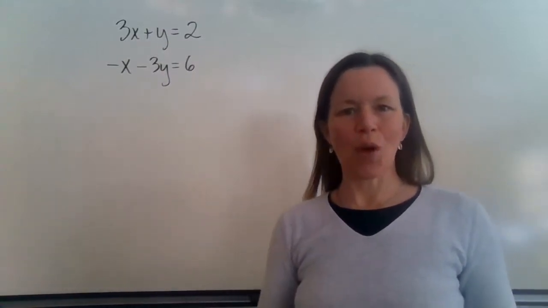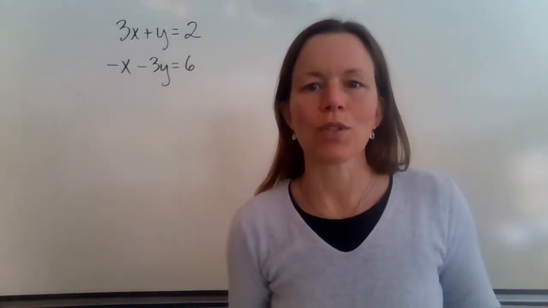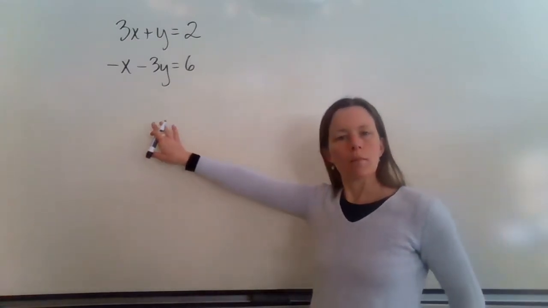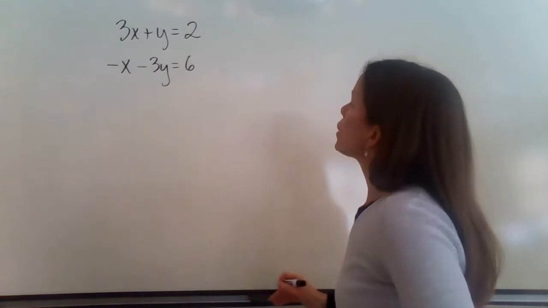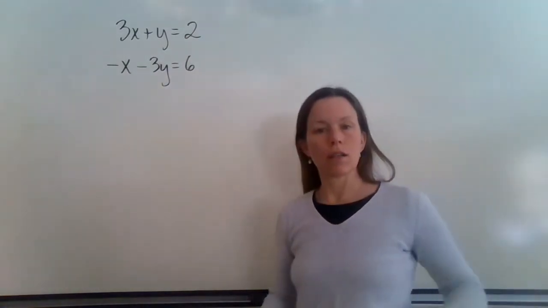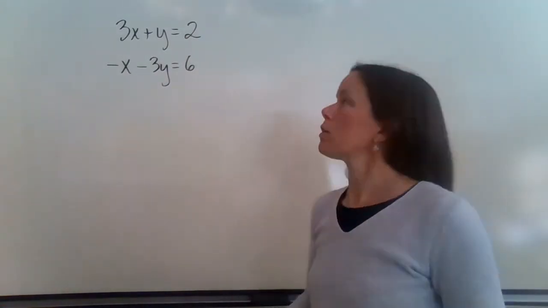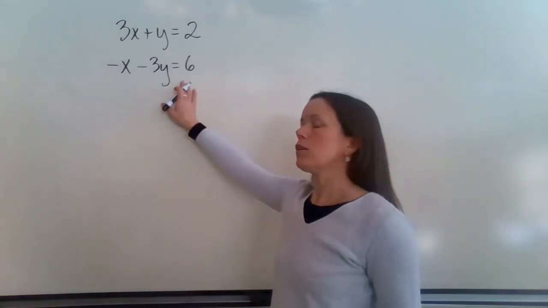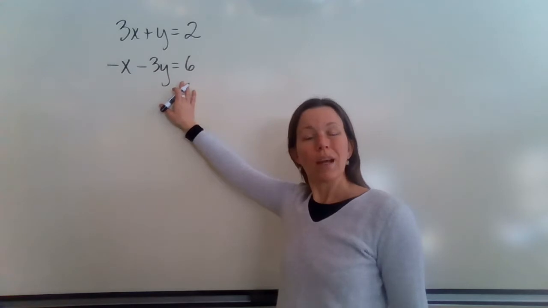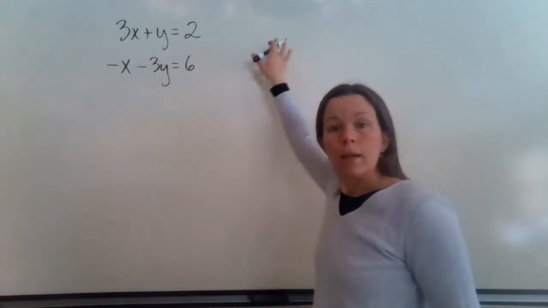Hello, let's do solving systems of equations by substitution. I have a problem written up here the way that you would see it in the textbook. Generally the equations are stacked one above the other. This one is 3x plus y equals 2 and negative x minus 3y equals 6. I often like to rewrite them next to each other.